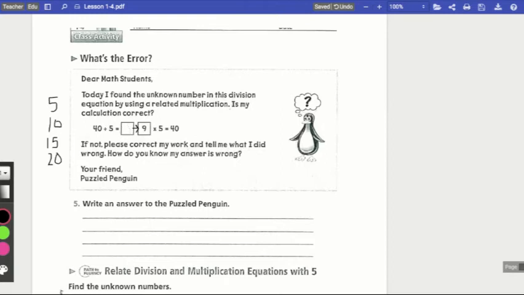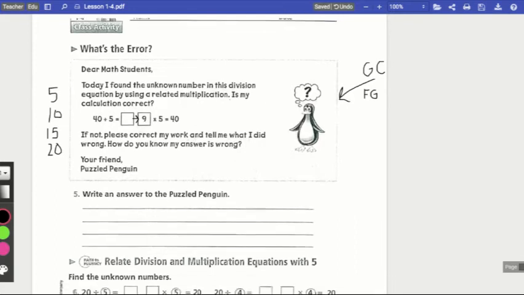Okay, this is going to be something that you are going to be doing on Classroom today. So I will have your response to Puzzled Penguin on Classroom via a Flipgrid. So Google Classroom Flipgrid. I'm so excited to finally do one of these for math.